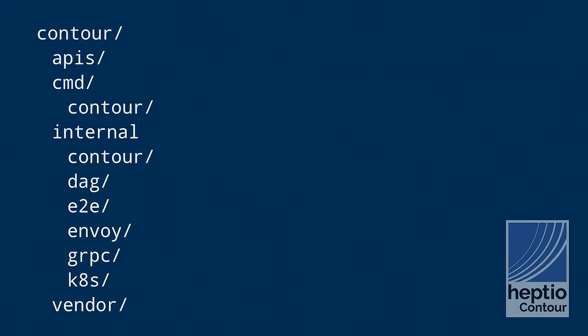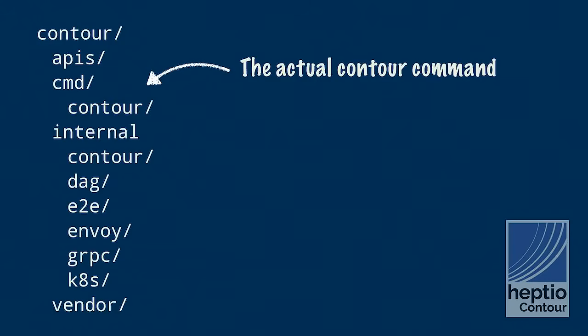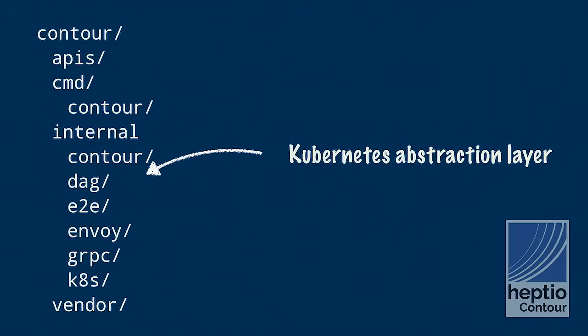So let's zoom a little bit further out and look at a slightly edited view of Contour on disk. We have the actual Contour command that we talked about. We actually take the Kubernetes objects and build them into a directed graph, which helps us normalize a lot of the ambiguities in the Kubernetes data structures. So we build our own graph of the bits of the Kubernetes API that are important to us, like we map virtual hosts to routes and then backend services.